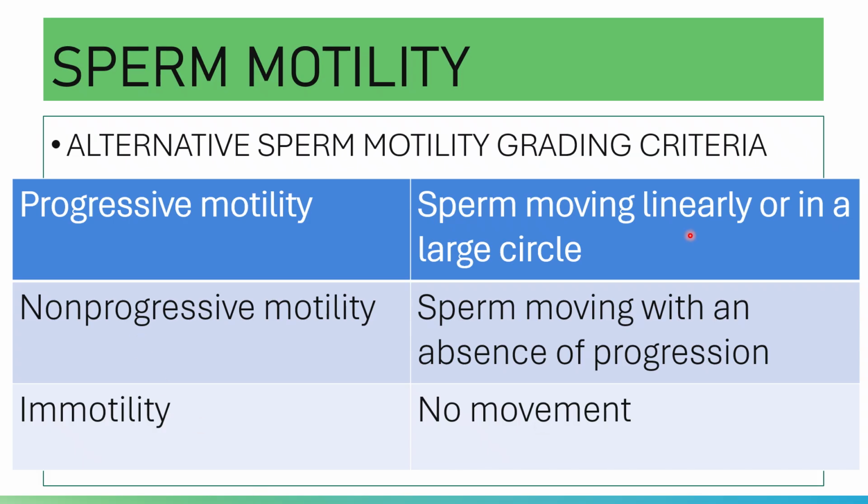And this alternative sperm motility grading does not include speed, because there is a difficulty in standard reporting for speed.